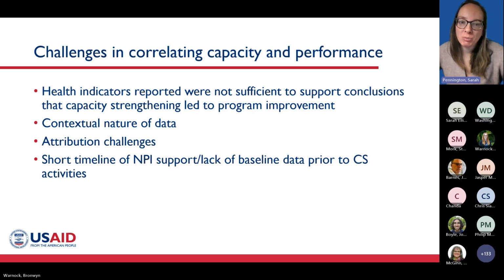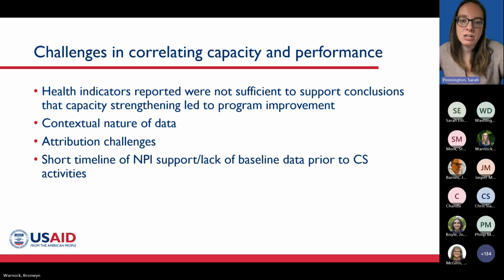Measuring improved organizational performance against those tailored individual indicators they'd selected was more challenging. The health indicators reported by the local organizations we interviewed over the duration of their subawards were not sufficient to support conclusions regarding the impact of capacity strengthening on programmatic performance for several reasons. The highly contextual nature of the data, difficulty in mounting rigorous studies to determine attribution, and unavailability of documentation on organizational performance prior to NPI EXPAND collaboration all created roadblocks in determining whether program performance was affected by the capacity strengthening interventions. I'll give you an example on the next slide.